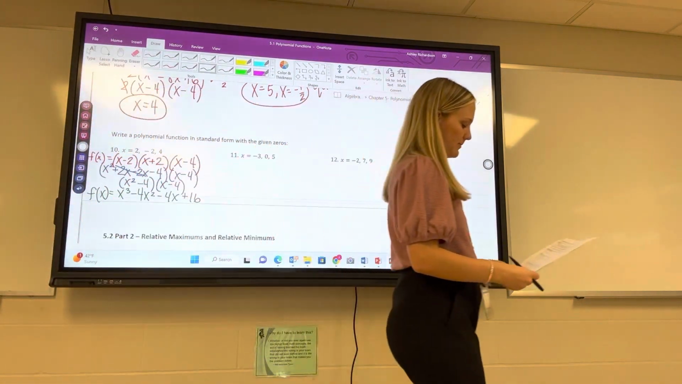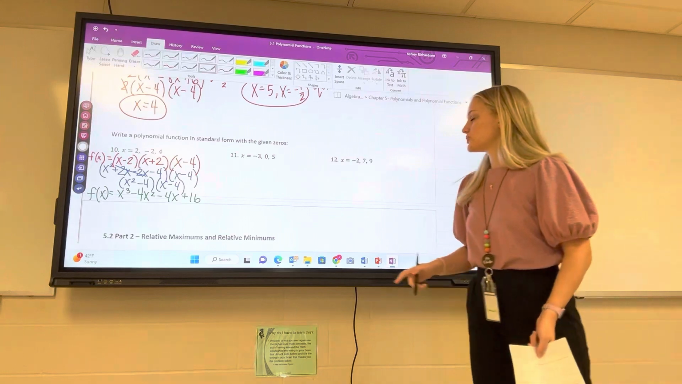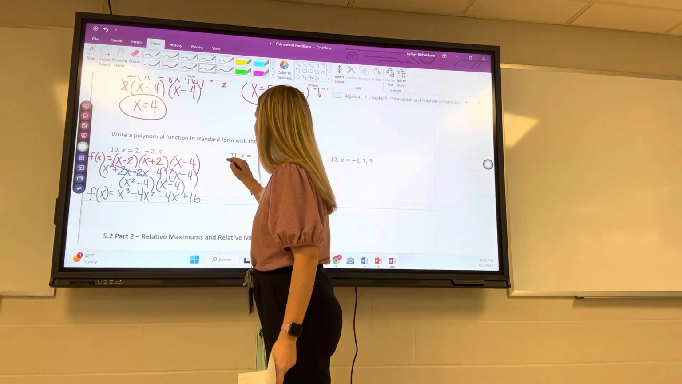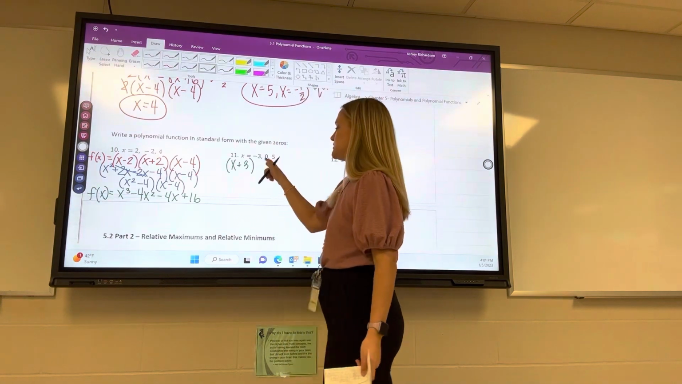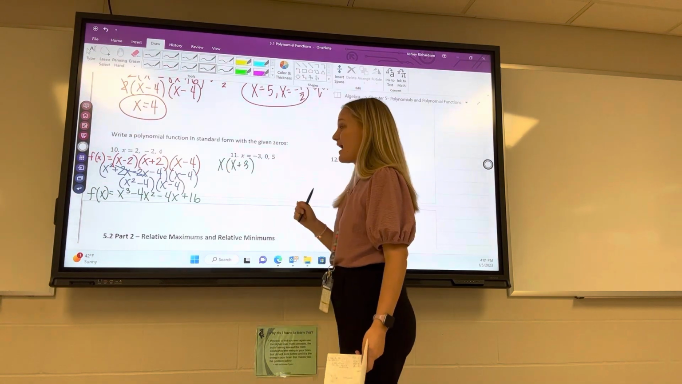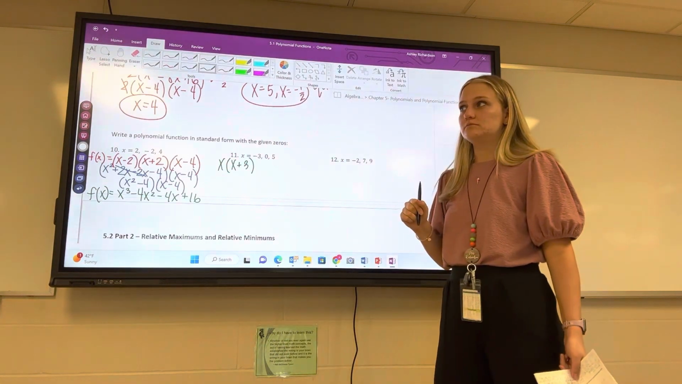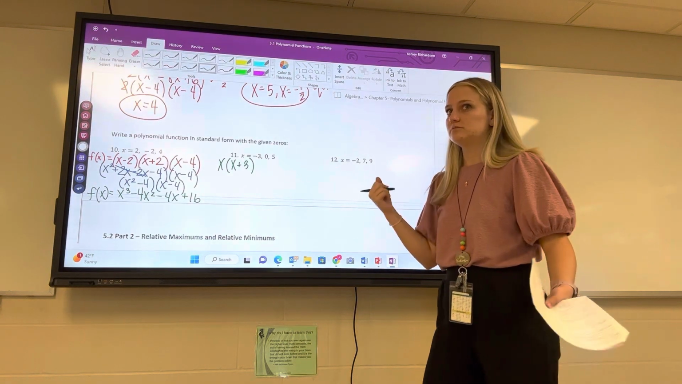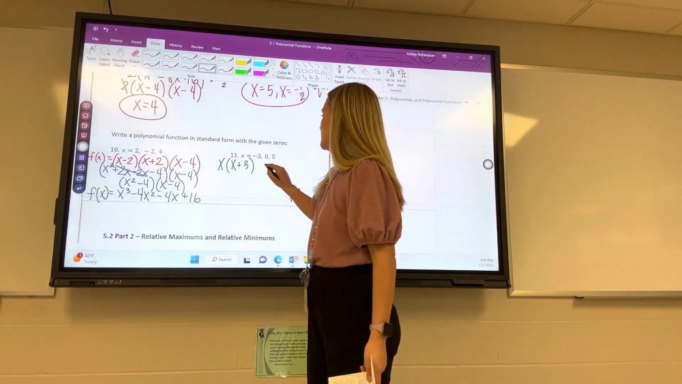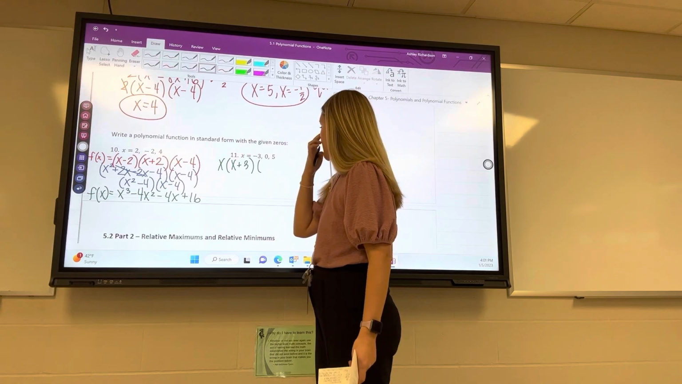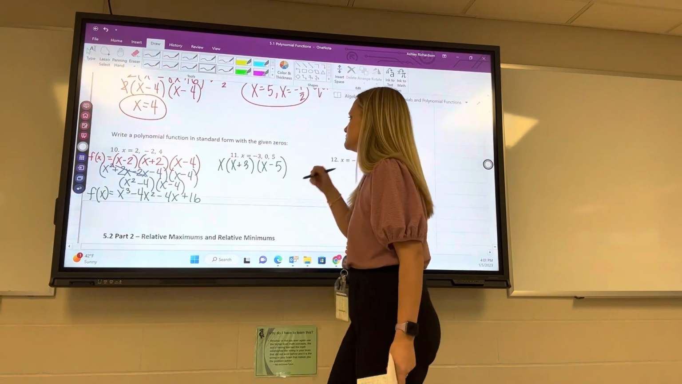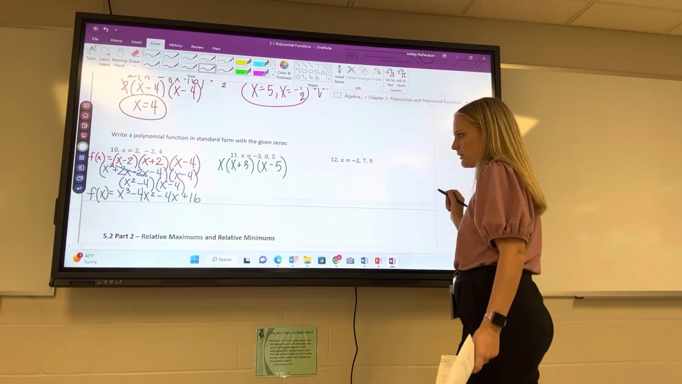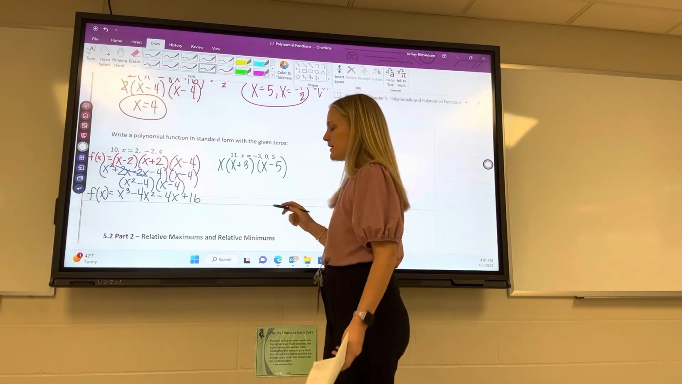Two more. We got this. Okay, so if an answer is negative 3, that means that it was x plus 3. If an answer is 0, then there's just a plain x. And then if an answer is 5, then it would be x minus 5. Okay, so then we're just going to multiply these out.